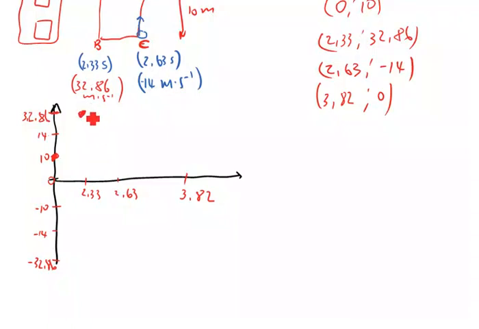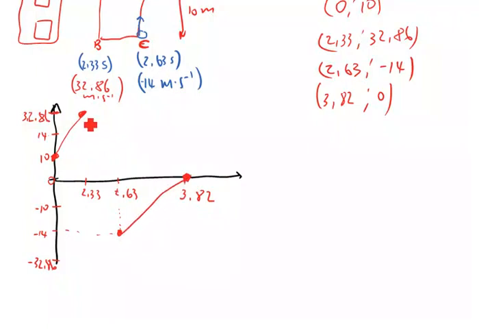Then another point, x is 2.63. This is x. Then y is negative 14, somewhere here. That is from here to here. Then the last one, x is this one, and y is 0. So when we plot, we just join like this, done. Then join like that, done.